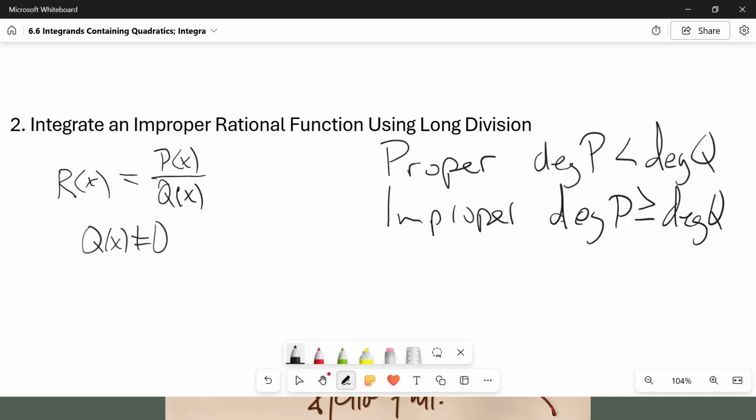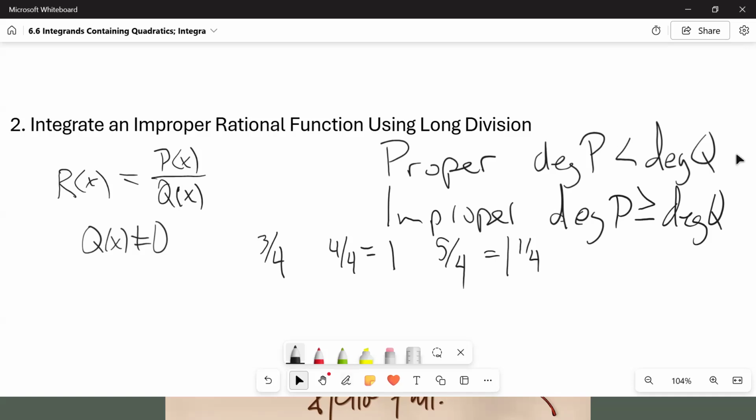This is very similar to just rational numbers. So for example, if you had 3/4, that's a proper fraction. If you had 4/4, that could be reduced to 1. And if you had 5/4, it's called an improper fraction, and you could rewrite it as a mixed number, 1 and 1/4. Same kind of thing with rational functions, except you're dealing with the highest exponent being the degree.